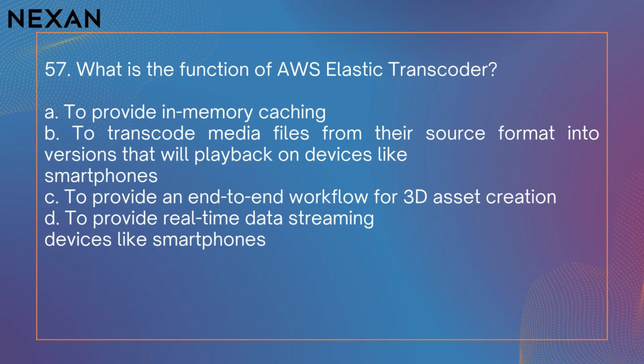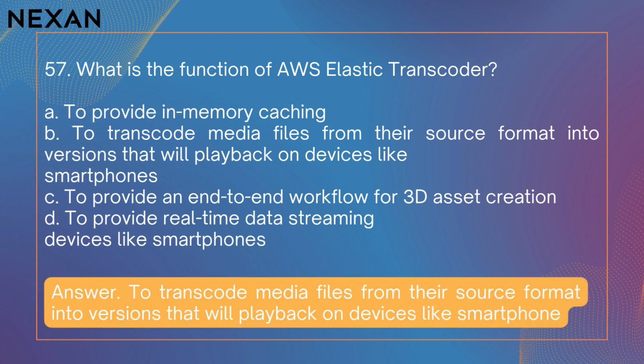57. What is the function of AWS Elastic Transcoder? A. To provide in-memory caching. B. To transcode media files from their source format into versions that will play back on devices like smartphones. C. To provide an end-to-end workflow for 3D asset creation. D. To provide real-time data streaming. Answer: B. To transcode media files from their source format into versions that will play back on devices like smartphones.